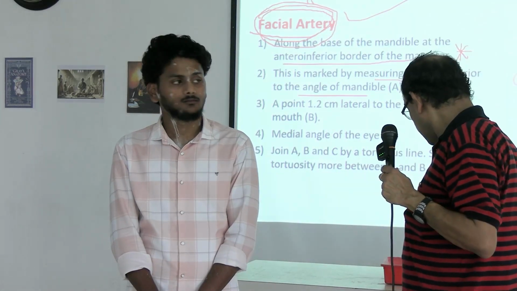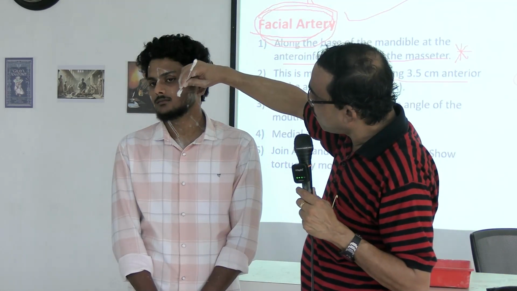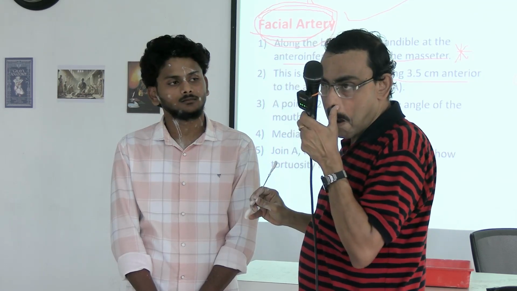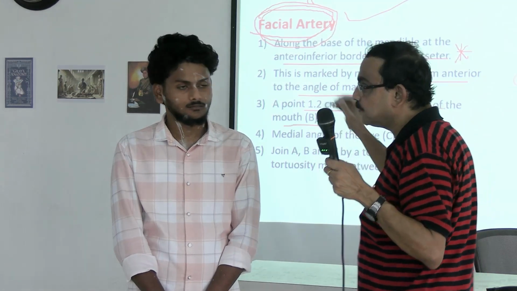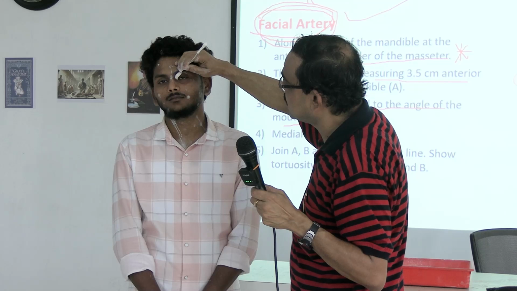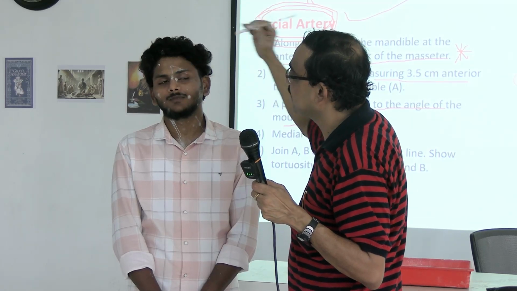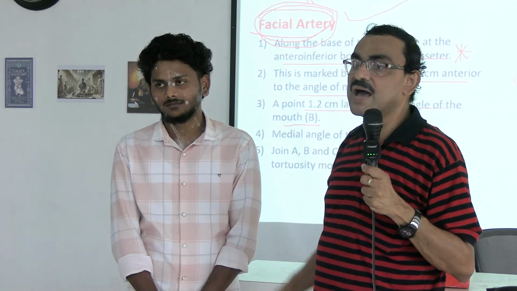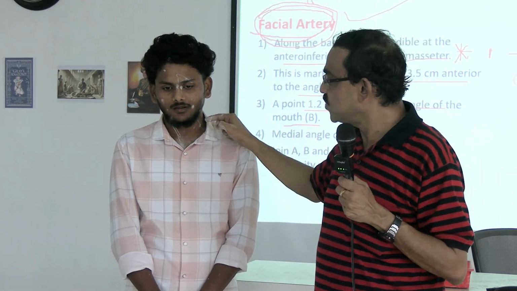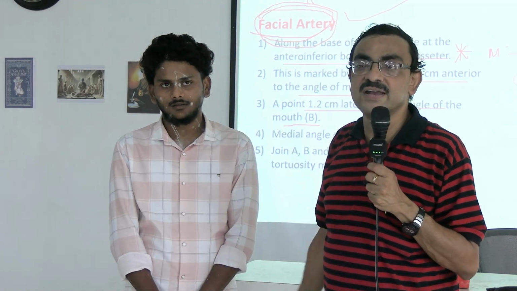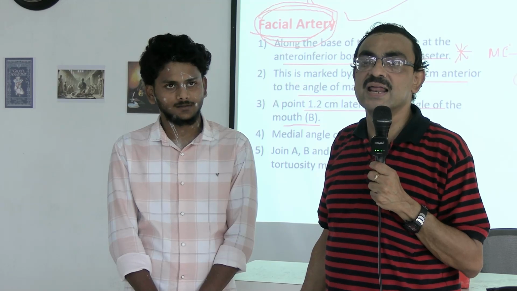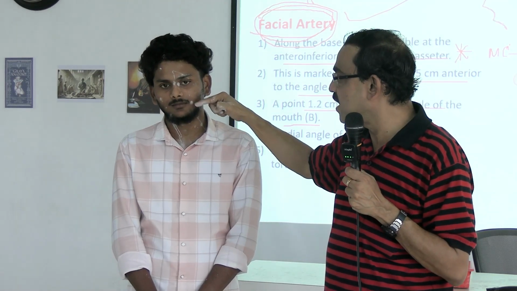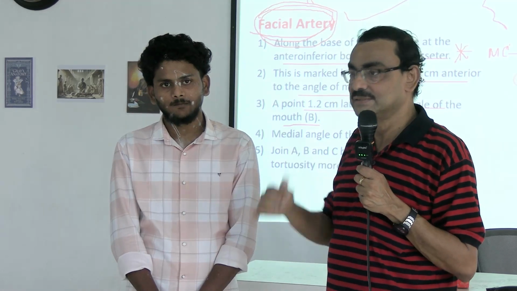Another point 1.25 centimeter away from the angle of the mouth, and the third point is at the medial canthus of the eye. Medial canthus of the eye. Join these 3 points with parallel lines. Join the first and second one with a tortuous line.